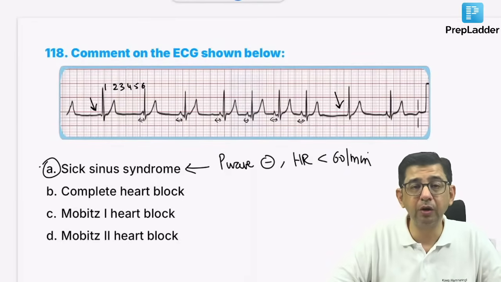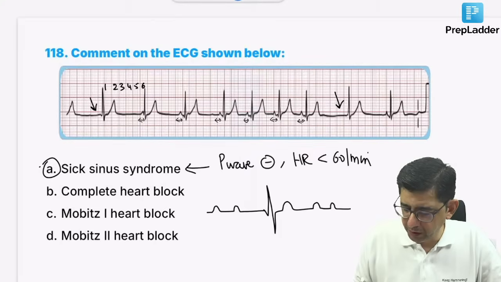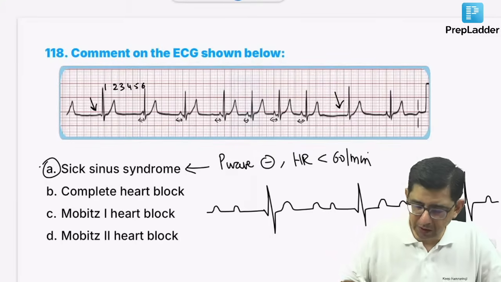A complete heart block will have unequal PP and RR intervals. Suppose I give you an ECG like this, where I'm showing a P followed by a P, and then a broad QRS complex, and the number of P waves and the number of R waves is not matching, then we'll say it is a complete heart block.